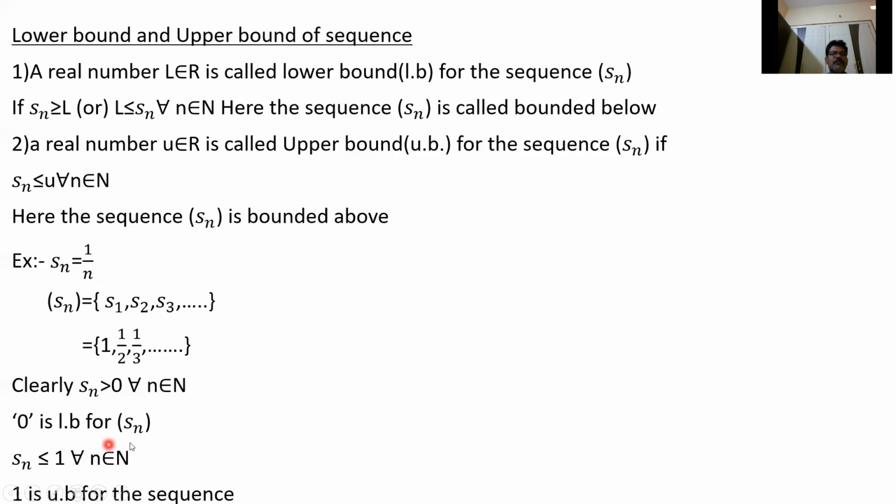Therefore, 0 is a lower bound for the sequence Sn, since every term in this sequence is greater than 0. And we also observe that every term is less than or equal to 1, Sn less than or equal to 1 for all n belonging to N. Therefore 1 is an upper bound for the sequence. Every term is greater than 0, so 0 is a lower bound, and every term is less than or equal to 1, so 1 is an upper bound.